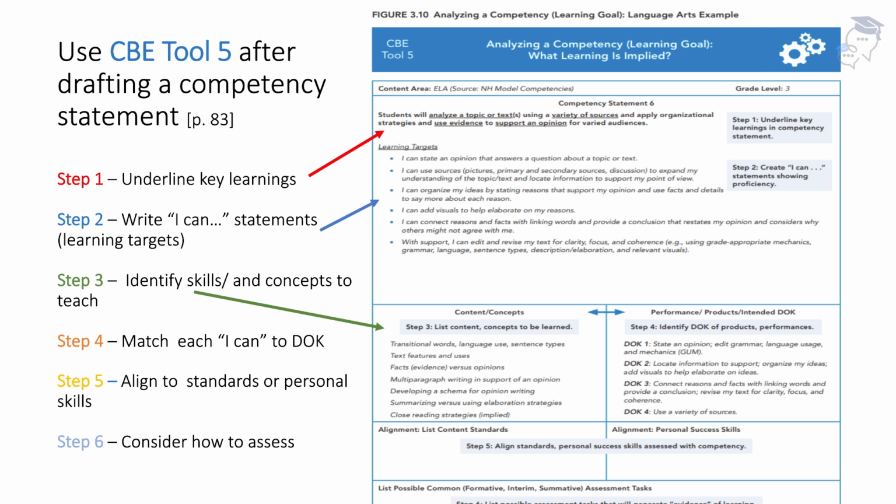This will be different for different schools and different places, but this is the same list. What are the different DOK levels? Again, this isn't color-coded, but you see this repeated. And then align it to the standards and personal skills, so that might be a combination. And last of all, start to think about, how am I going to assess all this stuff? Because I'm going to assess different I can statements differently.